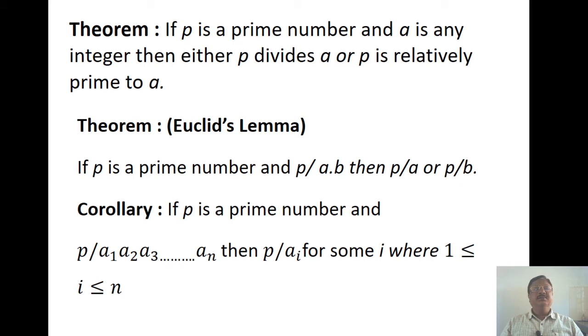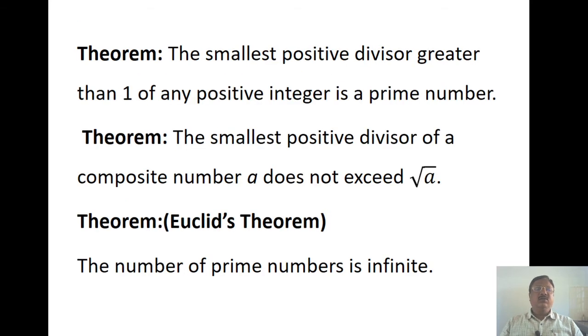Next we have a theorem. If P is a prime number and A is any integer, then either P divides A or P is relatively prime to A. Theorem 2, that is Euclid's lemma: if P is a prime number and P divides A into B, then P divides A or P divides B. As a corollary, if P is a prime number and P divides the product A1, A2, A3 and so on up to An, then P divides Ai for some i where i lies between 1 and n, that is, 1 is less than or equal to i and i is less than or equal to n.